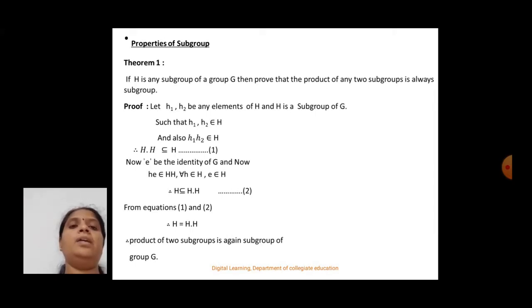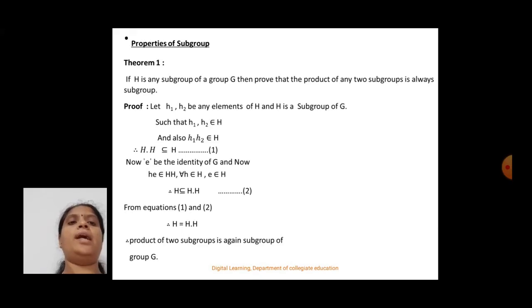So we are considering two elements of the capital H, that is h1 and h2. Remember that h1 and h2 belong to H. Therefore, we are taking H times H, which is a subset of H only. Call this equation number 1.